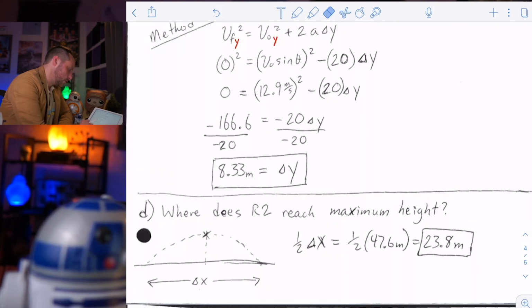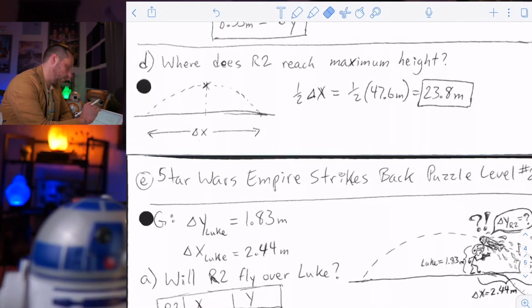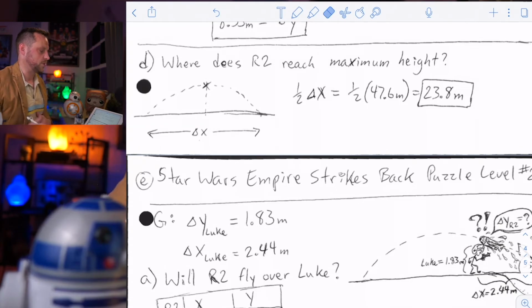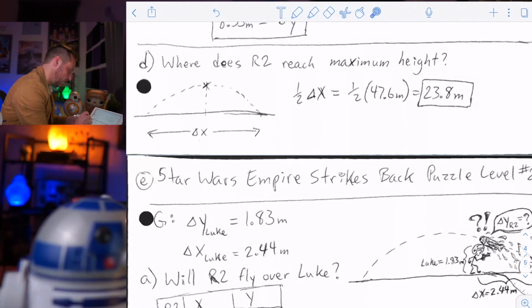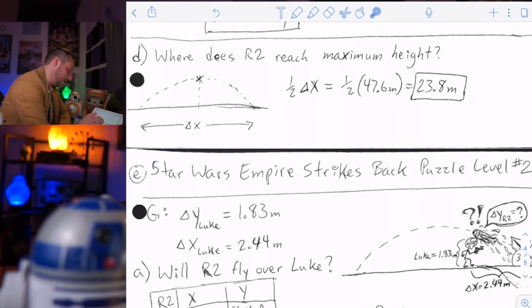So that's pretty great. The next part of our puzzle is where R2-D2 reaches maximum height. Because everything is symmetrical with the flight here, R2-D2 is going to reach maximum height at exactly 1/2 of R2-D2's total range, or horizontal distance traveled. So just multiply R2-D2's total distance traveled forward by 1/2, and you've got it. So 1/2 of 47.6 meters is 23.8 meters. So that was a quick and easy one, huh? We got off on an easy one there.